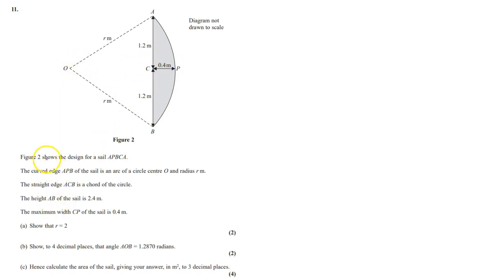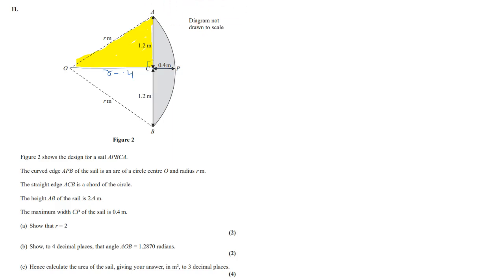This one is the design of a sail. The curved edge APB is the sail, an arc of a circle. This is the radius, this is the radius, so this is also the radius. So this is 0.4, so this is r minus 0.4. This is the chord. When the line from the center meets the chord at the midpoint, it makes a 90 degree angle. So this is a right angle triangle.